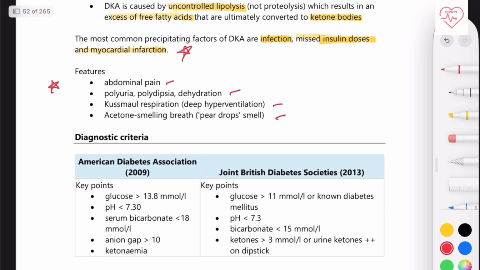Now let's learn about the diagnostic criteria. American Diabetes Association 2009 and Joint British Diabetes Societies 2013. So glucose is greater than 13.8 millimole per liter, pH is less than 7.30. Let me highlight this. Serum bicarbonate is less than 18, anion gap is greater than 10, and ketonemia. Now, related to the British Diabetes Societies, glucose is greater than 11 millimole per liter, or known diabetes mellitus. pH would be less than 7.3, bicarbonate less than 15, and ketones greater than 3 millimole per liter, or urine ketones have a positive test on dipstick.